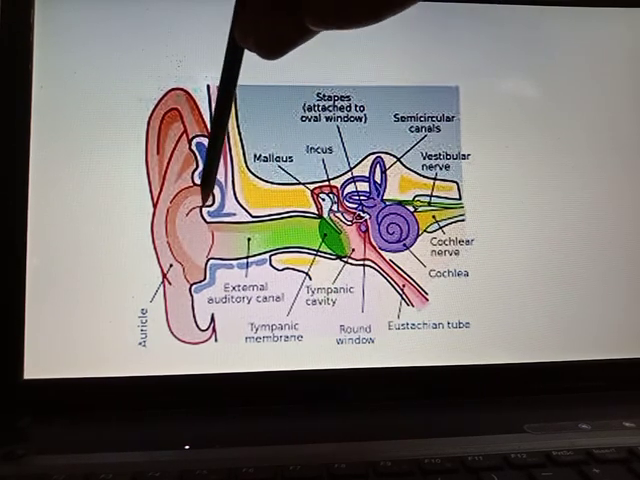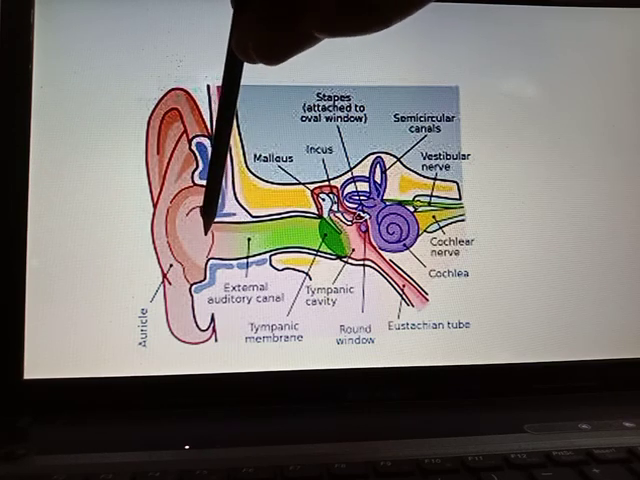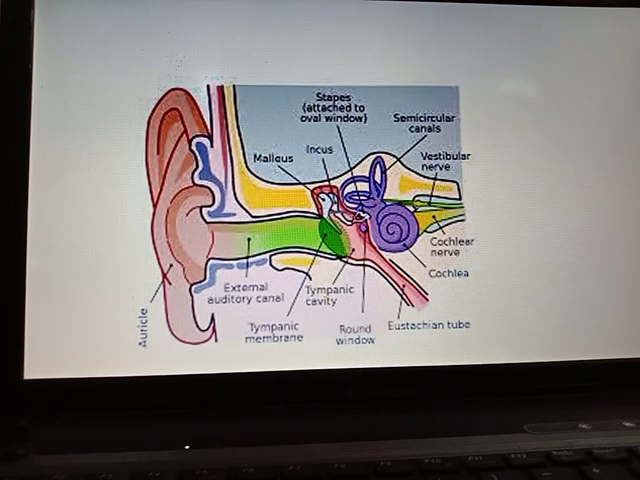Coming to this region, the skin which covers the cartilaginous part contains some subcutaneous tissue, and the subcutaneous tissue also contains ceruminous glands which secrete earwax. This earwax may get impacted inside the canal, or naturally it goes outside the canal and keeps the area moist and germ free.